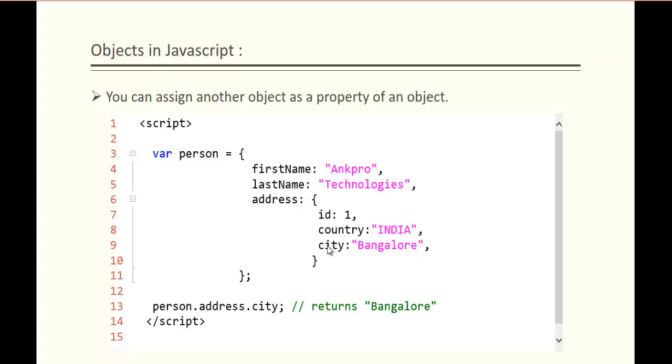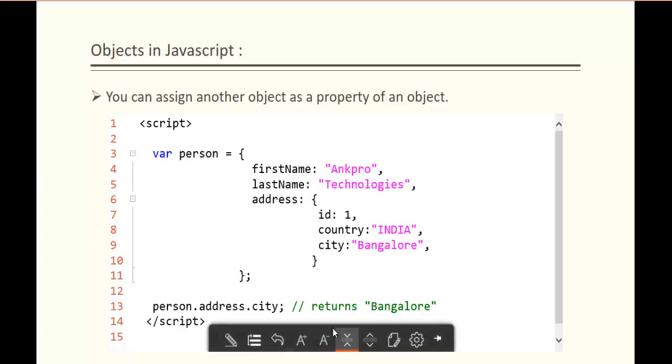Suppose if I want to access the value of city, property of the address object, how can I do that? It's very simple. We have to commit from the root person. Okay, inside the person object we have a property called address, and address is object again. Using address object we can access the city of this address. So you can observe here person.address.city. In the sense you can assign another object as a property of an object. So let me show you. It's very simple.